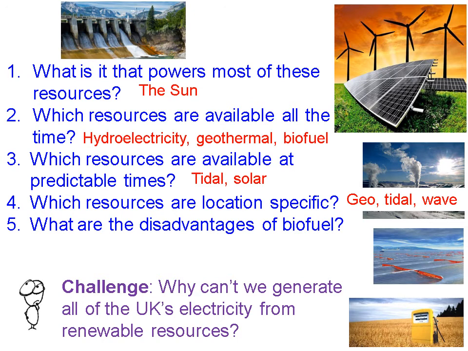Disadvantages of biofuel. The main disadvantage of biofuel is that it's combustion and it's burning, so it releases carbon dioxide into the atmosphere, whereas the other resources don't release carbon dioxide into the atmosphere, which we think is contributing to global warming and an increase in global temperature. We can't generate all of electricity in the UK from renewable energy resources, mainly because it does not produce enough to meet the demand, so it needs to be backed up with the traditional power stations or nuclear power stations.